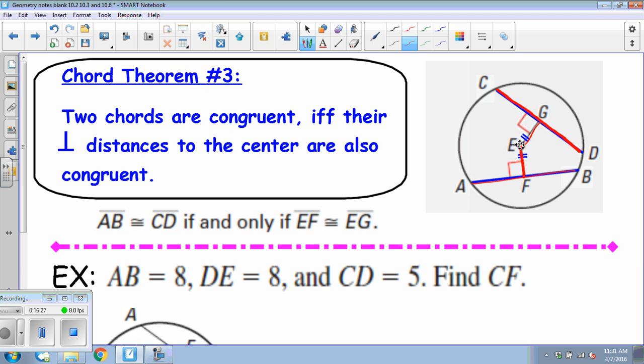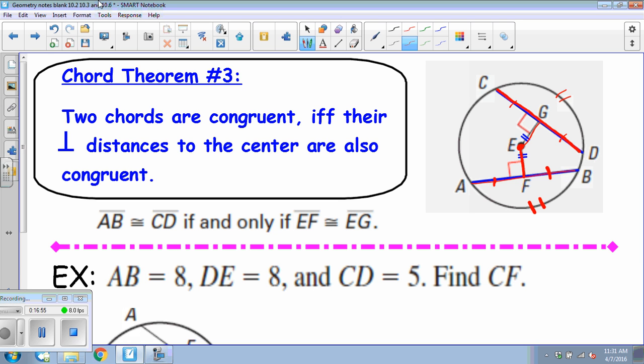Now, looking at just this figure, if I told you that this chord was congruent to that chord, what else do we know is congruent? Their arcs. Their arcs are congruent. What does this perpendicular segment from the center do to that chord? It bisects it. Very good. So that's congruent to that, and that's congruent to that.